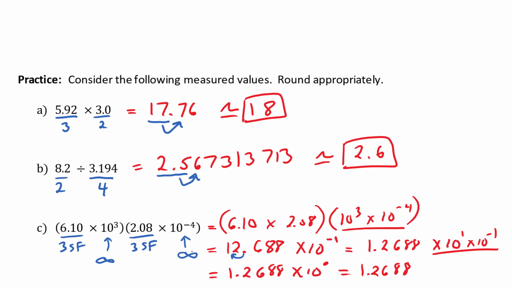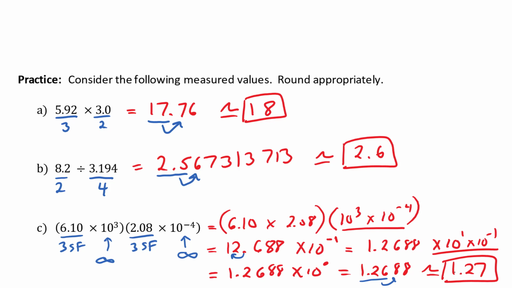What's less, 3 or infinity? Of course, it's going to be 3. This gives me 1.27. Final answer. So when we're multiplying or dividing numbers using significant digits, we look at the fewest number of significant figures. That's the actual number of digits in each number.